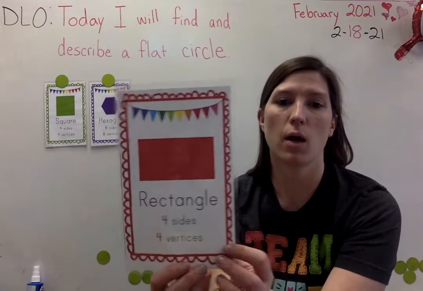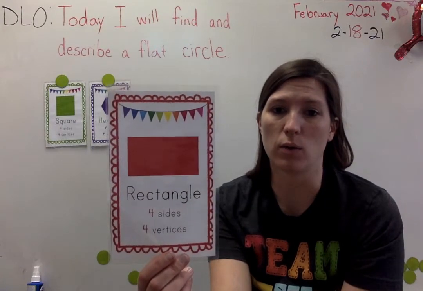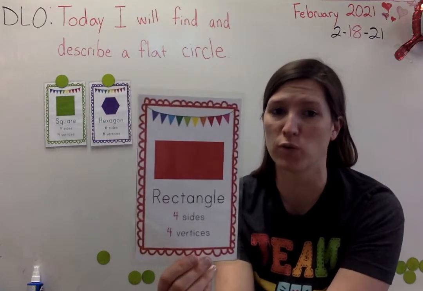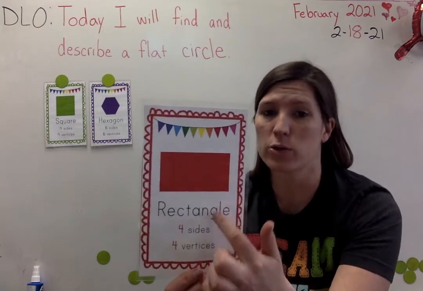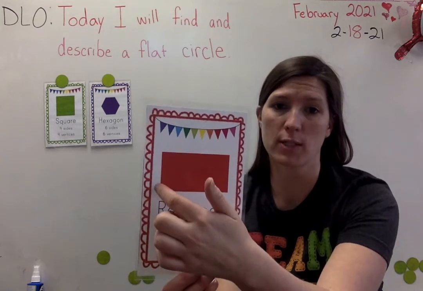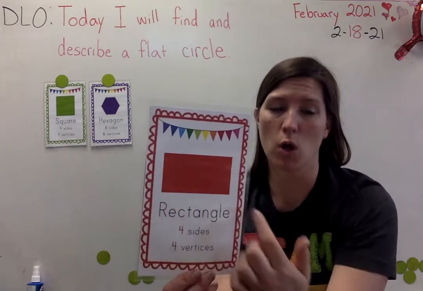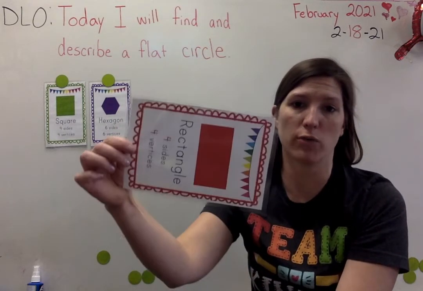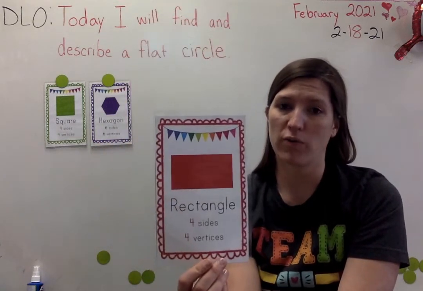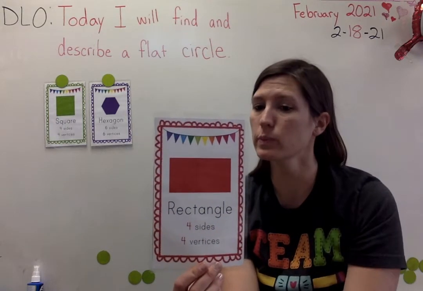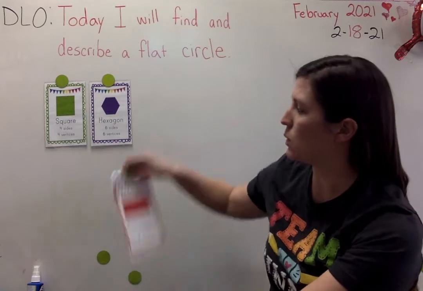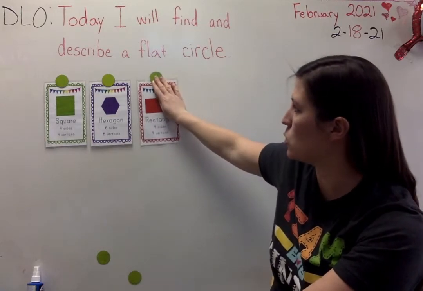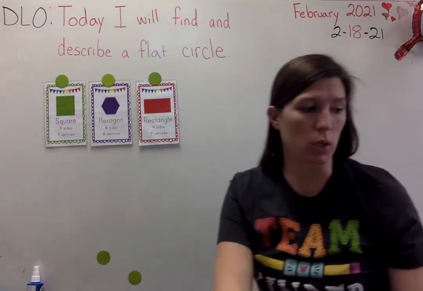Next shape is a rectangle. Rectangles have 4 sides and 4 vertices, just like a square, except rectangles are special because they have 2 short sides, 2 long sides. And again, it doesn't matter if it's tall or flat like this or shorter, it will always be a rectangle. Whichever direction it's facing, it will always be a rectangle because it has 2 short sides and 2 long sides.